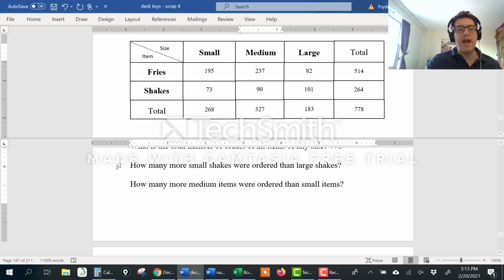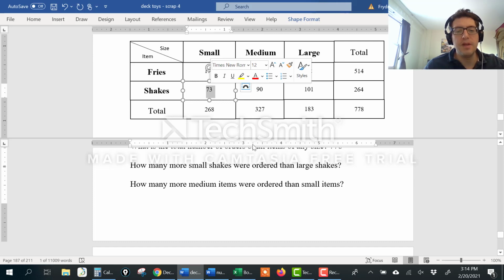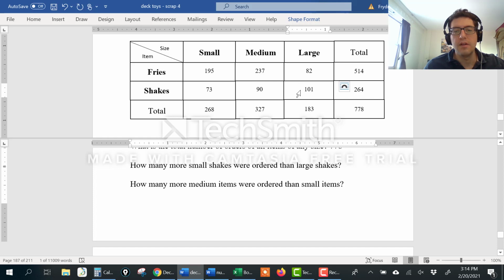All right, next question. How many more small shakes were ordered than large shakes? Well, let's see over here. So small shakes, how many small shakes were ordered? That would be this number, 73. And how many large shakes were ordered? This would be 101. Oh, really? You know what I should say? Let me change the question, because there are actually more large shakes than small. So I should say how many more large shakes were ordered than small shakes.